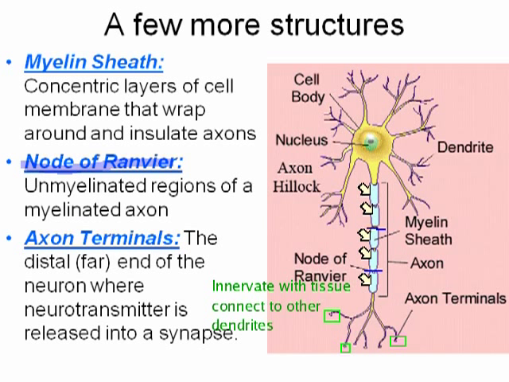If those terminal end bulbs connect with other dendrites, then what we're doing is we're continuing the sending of the signal. The axon terminals will make that connection with a dendrite and pass that signal on, which will go down to the cell body, which will then continue to travel down that axon. And so we can link these neurons in series, so to speak, as we travel along.